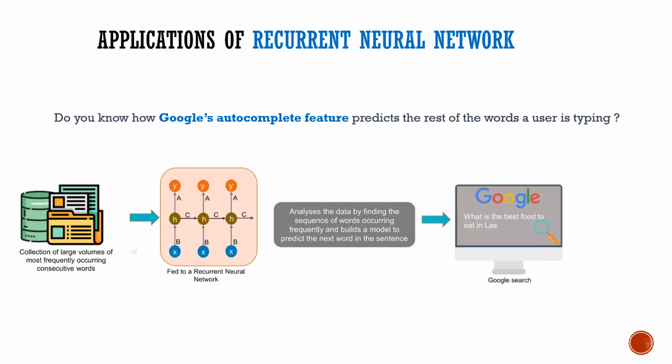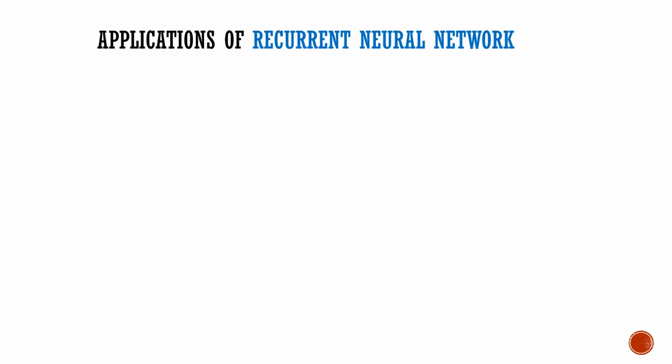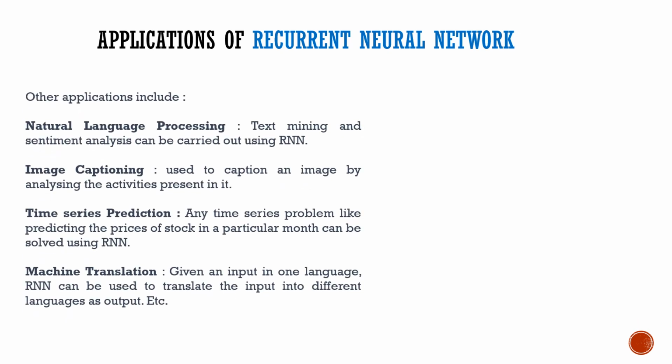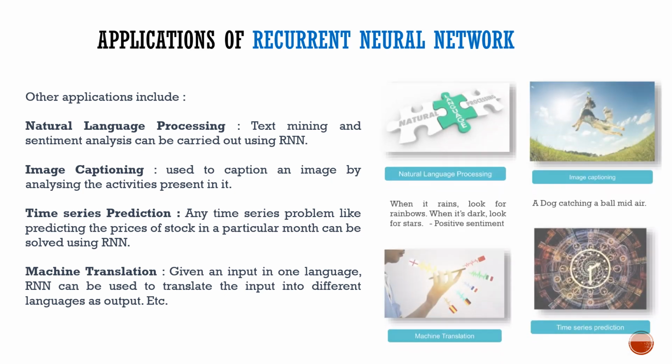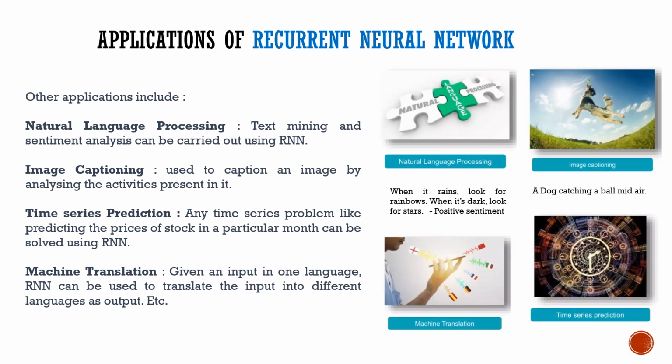For example, when you go to Google search and type what is the best food to eat in Las, Google automatically, from its previous information, generates the rest of the word, that is Vegas. That is, it autocompletes the search. Other applications of RNN include natural language processing, image captioning, time series prediction, and machine translation.